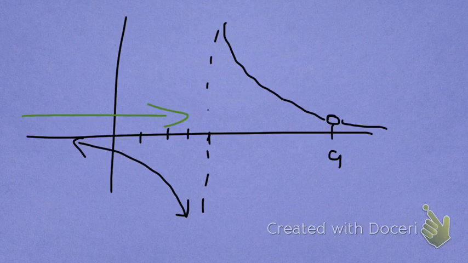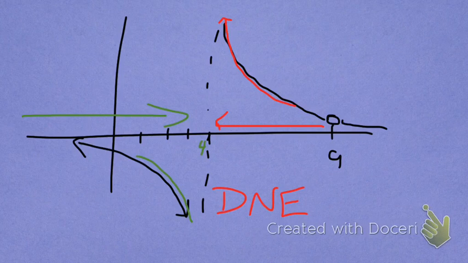But notice as you look from the left and right sides, from the left, as we get close to x is 4, that graph is approaching negative infinity. Whereas, if we take a look from the right, as we get close to x is 4, see how those y's are approaching positive infinity. Well, that's not a match. So we would conclude that this limit does not exist. Okay.